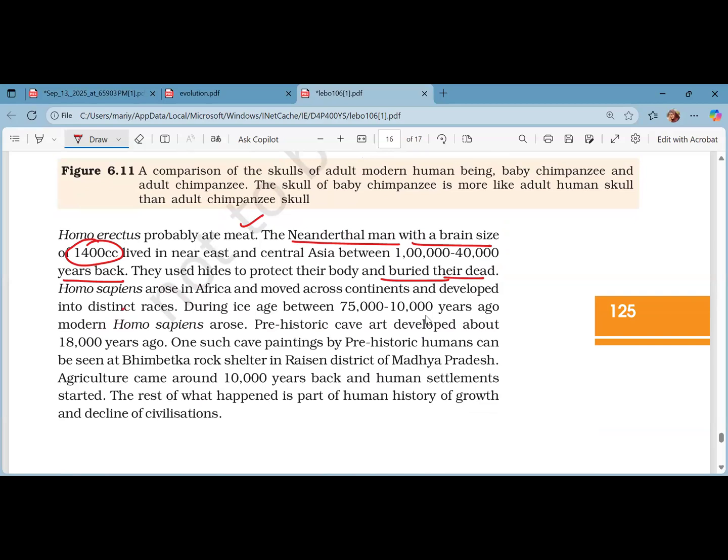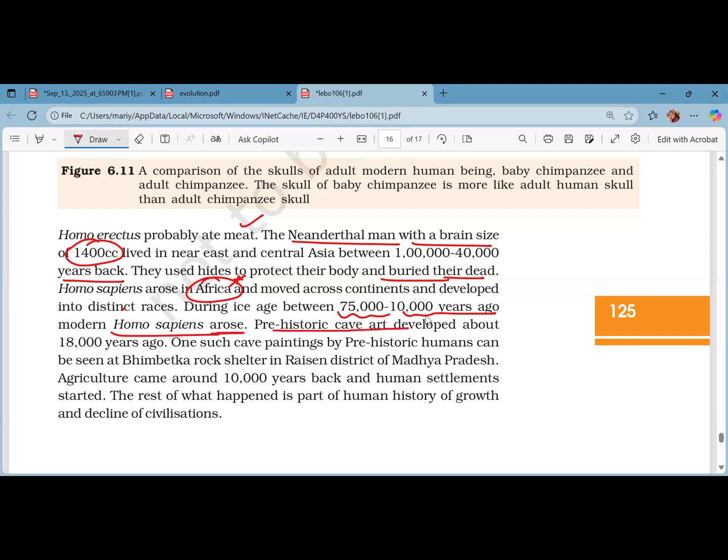Homo sapiens arose in Africa. This is important to remember. Where is our place of origination? It is Africa. And we moved across continents and became different races. Some people are Asian, some people are Caucasian, different types. So during the Ice Age, 75,000 to 10,000 years ago, modern Homo sapiens arose.